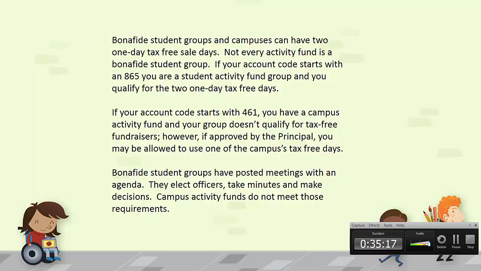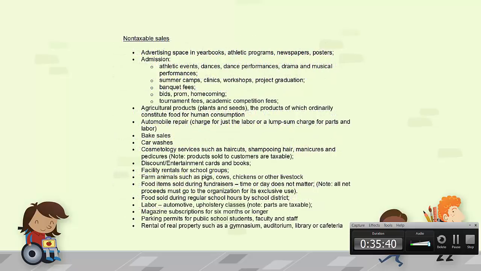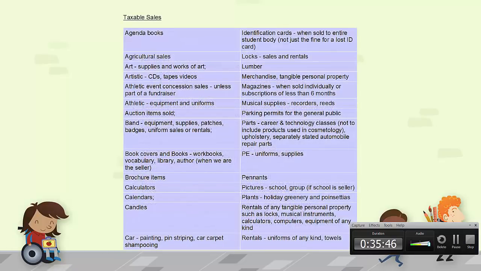The difference between bona fide student groups and 461 campus activity fund groups is that bona fide student groups have officers, they have posted meetings with an agenda, they take minutes, and the students are the ones that make the decisions, not the sponsors. Campus activity funds don't meet those requirements. Here is a detailed list of everything that's a non-taxable sale and everything that's a taxable sale. Again, this information is provided in the handbook, and so you really need to go over that in detail to make sure that you're comfortable with this.